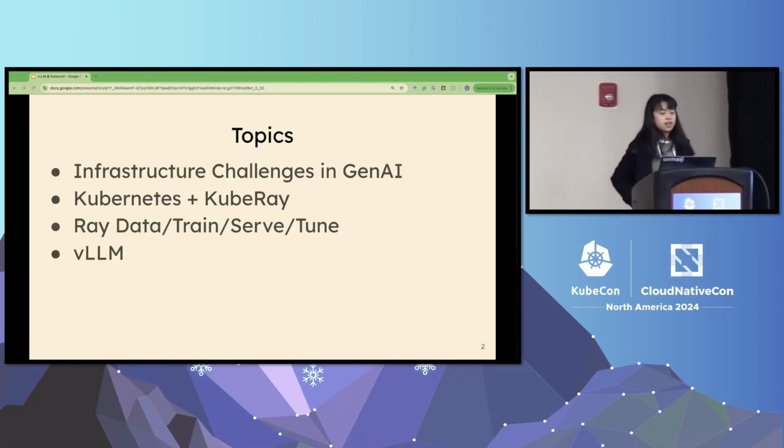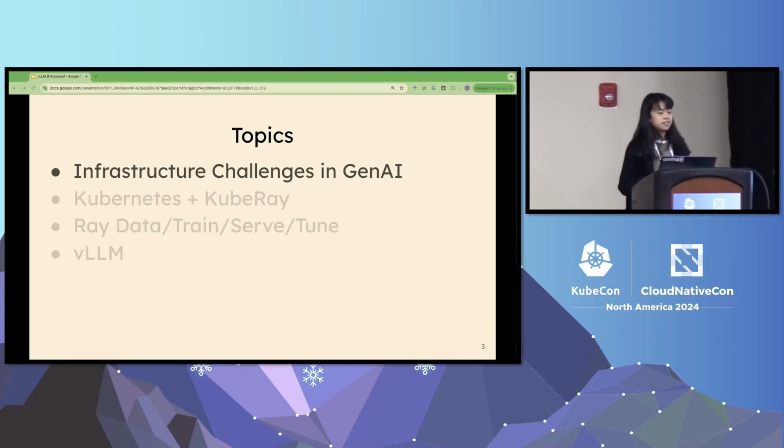So for today's talk, I will begin by discussing various infrastructure challenges associated with generative AI workloads. Then I will cover Kubernetes and KubeRay, how to leverage those two techniques to manage the clusters for those demanding applications. Then we'll talk about those Ray AI libraries, including Ray Data, training, serving, and Ray 2. And lastly, I will also introduce vLLM, an efficient inference engine for LLM serving. OK, so let's get started.